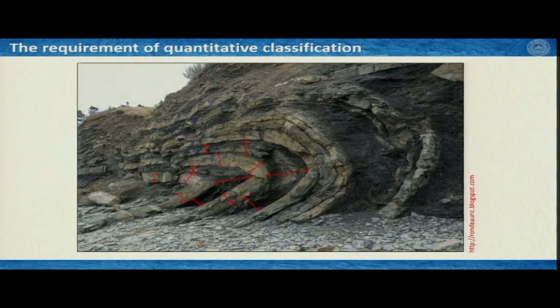We also can ask: is it always true that the hinge would be thicker, or that the layer thickness would be constant? Is it possible that the hinge can be thinner and the limbs thicker, and so on? To take all these things into a comprehensive picture, the concept of dip isogon was proposed by Professor John Ramsay.